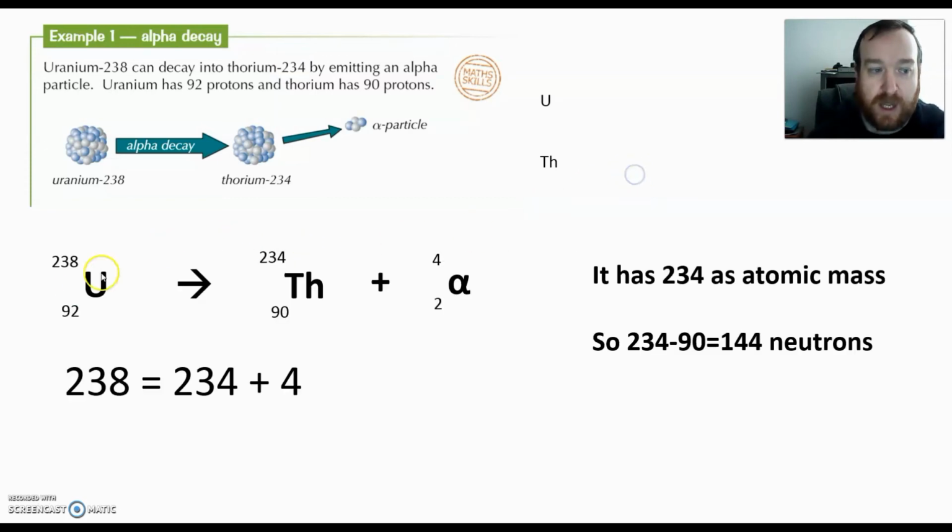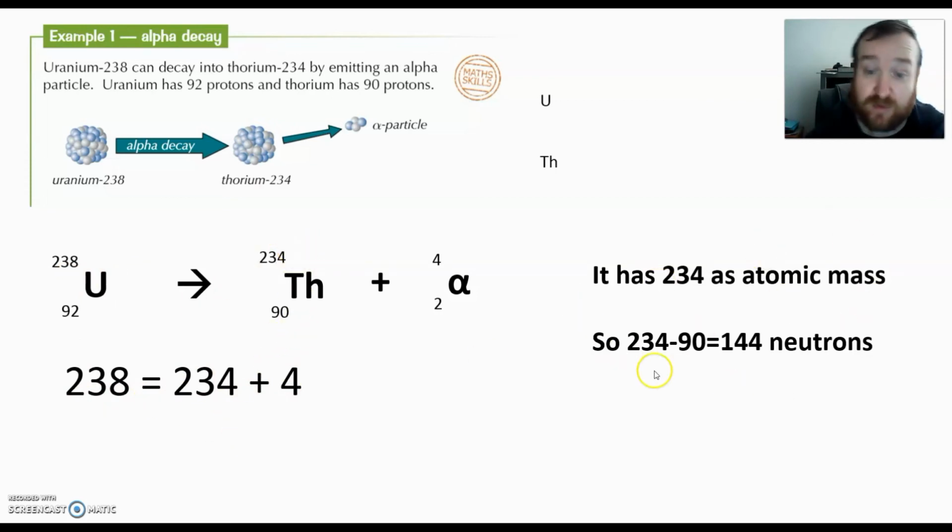Okay, so I write down my symbols first. Uranium goes to thorium plus alpha. Then I put down the stuff I know. I'm told that there's 238 as the atomic mass of uranium. I can put that in. I'm told that it's got 92 protons. I'm told that thorium has 90. I know, because you need to remember, that an alpha particle has 4 as its atomic mass and 2 as its atomic number. I can figure out what that unknown mass is, because 234 plus 4 gives me 238. I can do that simple calculation. So its atomic mass is 234.